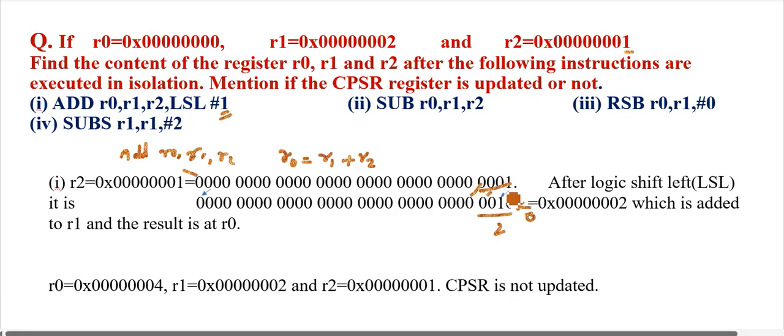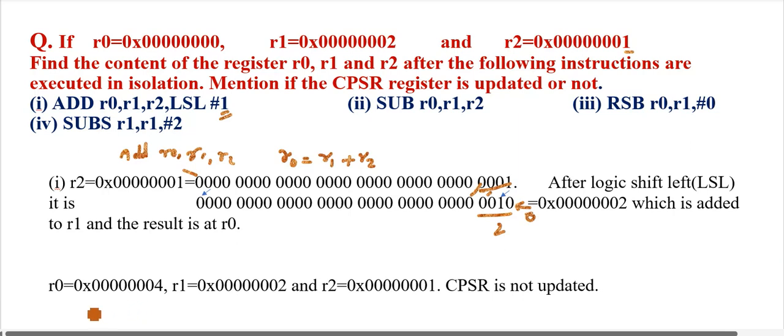So logically shifting left by 2 times means it is multiplied by 4. If I shift 3 times, it becomes 1 0 0, that is 8. So left shift by 3 times means multiplied by 8. Okay, now you have to specify the content of R0, R1, R2 after the instructions are executed. So R0 is 4.